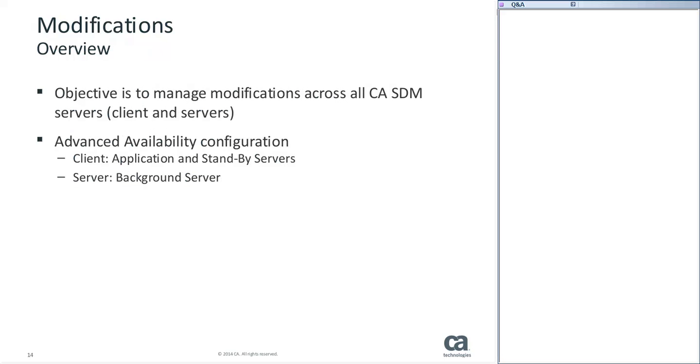A couple of terms here. The objective is to manage and sync modifications across all the servers, right? When we talk about syncing and version control, we introduce the terms clients and servers. Specifically in an advanced availability configuration, the clients are the application and standby servers, and the server component is just the background server.